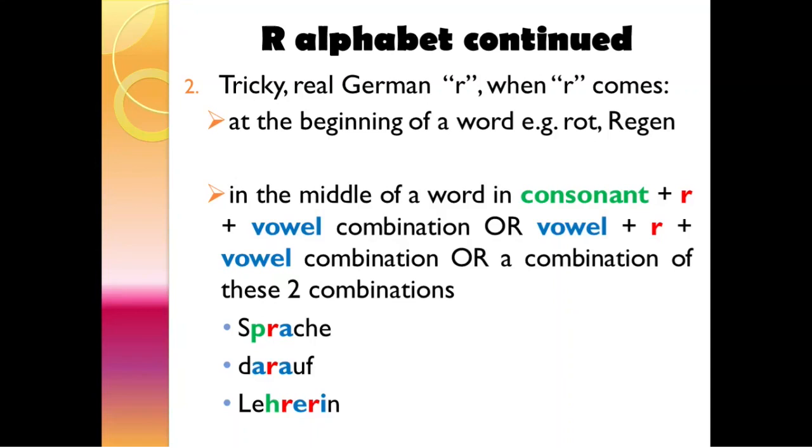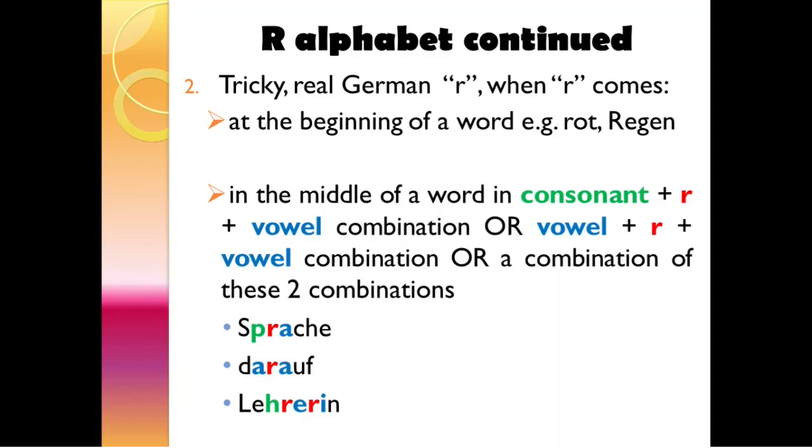You can also hear this R sound if you see a dog howling or growling, and the dog is in an angry mode and about to attack you. So the R sound can be heard in different situations in everyday life. This sound comes at the beginning of a German word that starts with R, as in the examples rot, which is the color red in English, and Regen, which refers to rain.